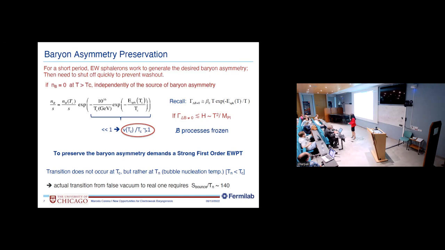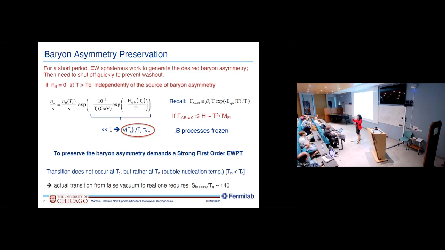So my condition for keeping whatever I created is a strong first order phase transition, where v_c over T_critical is larger than one. So to preserve the baryon asymmetry, we need a strong first order electroweak phase transition. There is a little subtlety here that maybe I just mentioned: I told you that T critical is when the potential inside the bubble plus the surface tension is equal to the potential outside of the bubble. But when that happens, is when the bubbles form.